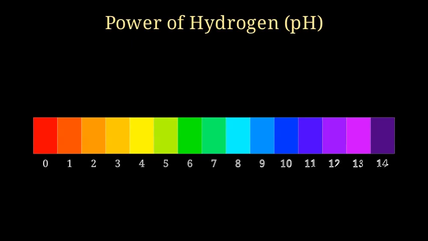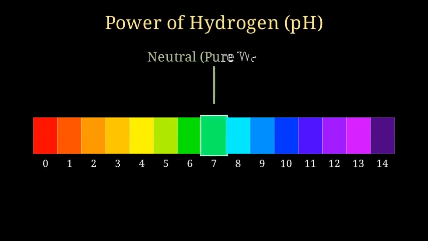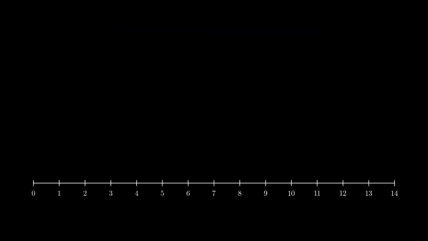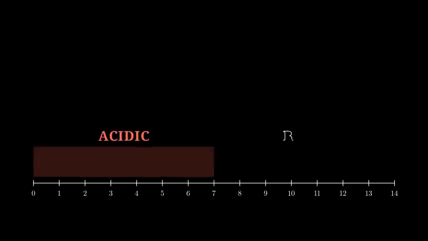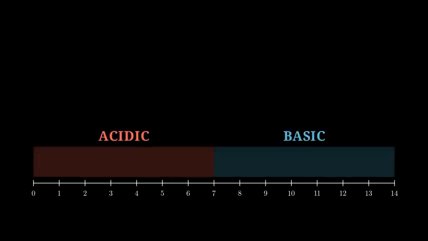The scale runs from 0 to 14. 7 is our neutral ground, pure water. Anything below 7 is acidic. The lower the number, the stronger the acid. Anything above 7 is basic. The higher the number, the stronger the base.